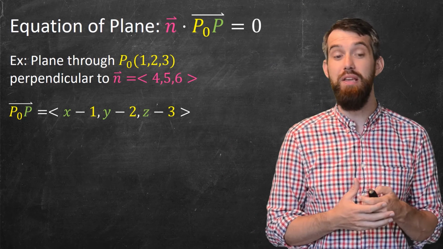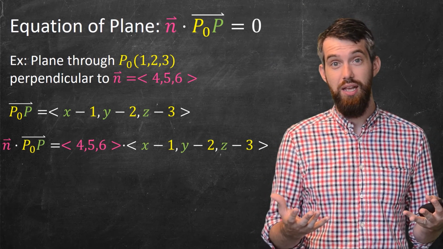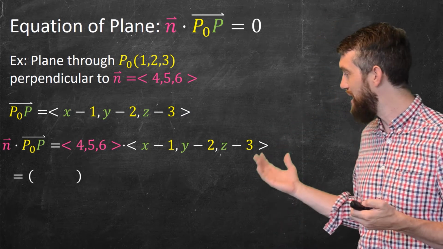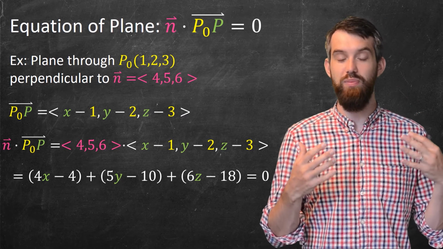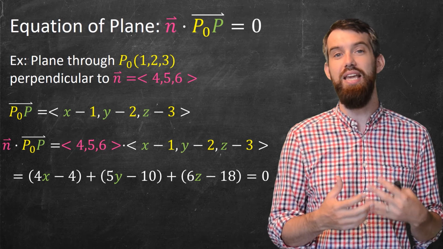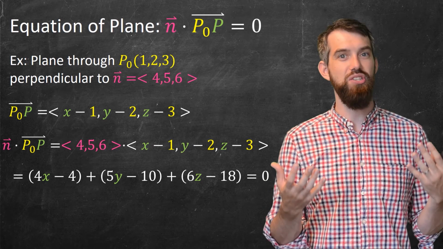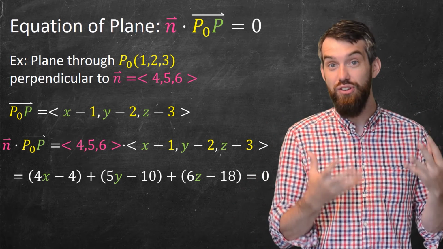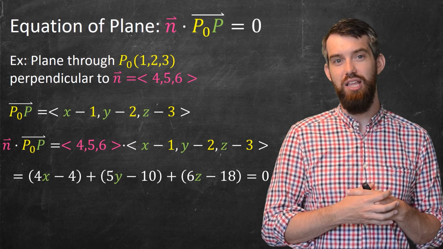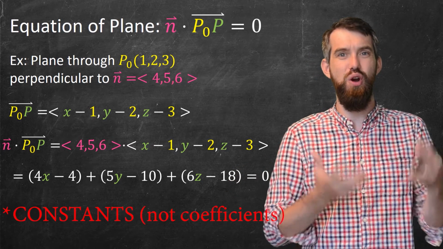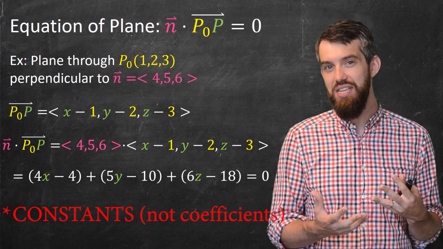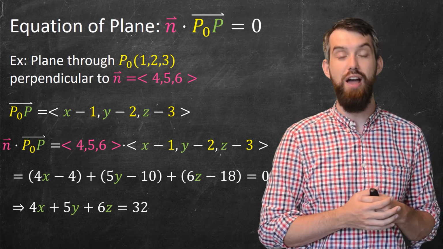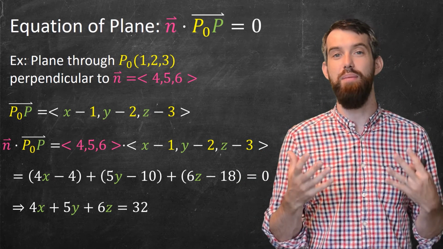Okay, now that I know the P naught to P vector, I can take the dot product of these two things. The dot product is the sum of the first two components multiplied, then the second two components, and the third two components. So if I expand all of this out, I'm going to get 4x minus 4 plus 5y minus 10 plus 6z minus 18 is equal to 0. This equation, by the way, is called its component form, in contrast to the vector form that we have at the top, the n vector dotted with the P naught to P vector. And then if I want to take this component form, I can see that there's a bunch of constants, the minus 4, the minus 10, the minus 18. I can move those all to the other side in the simplified component form, and I get 4x plus 5y plus 6z is equal to 32, if I've done my math correctly.